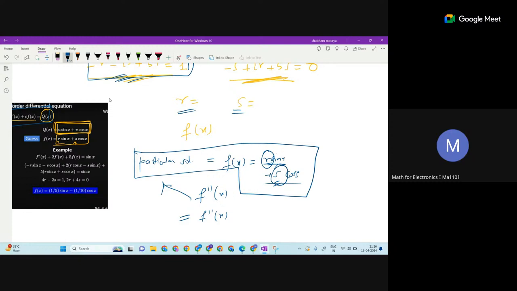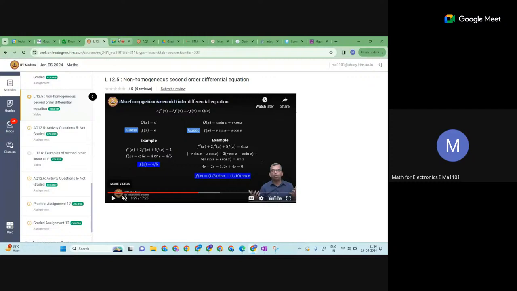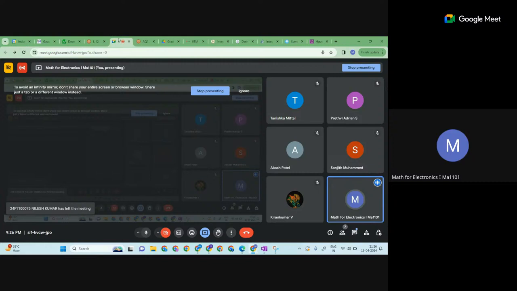So the complete solution, or just the solution, is going to be the homogeneous solution plus the particular solution. Anyone else have a doubt? So I think in this way we have discussed the second order derivative almost, and the first order derivative is not tough, and we also discussed some doubts about what the process is.